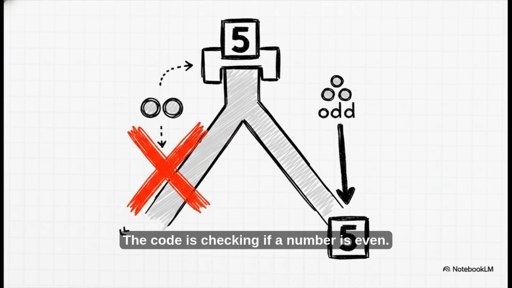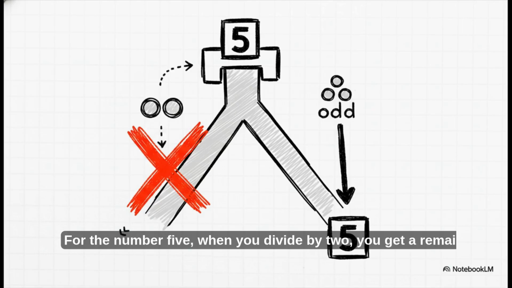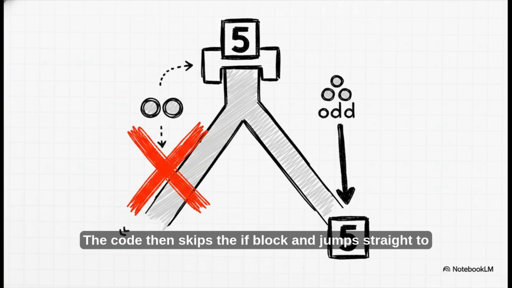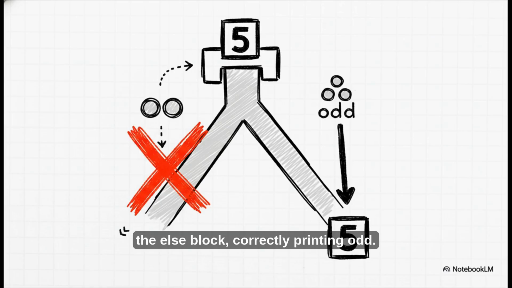The code is checking if a number is even. Now, how does it do that? That little percent sign, the modulo operator, just checks for a remainder after division. For the number 5, when you divide by 2, you get a remainder. So the is it even condition is false. The code then skips the if block and jumps straight to the else block, correctly printing odd.